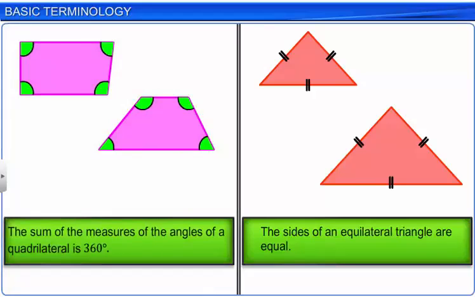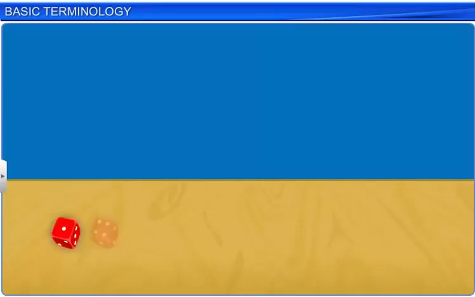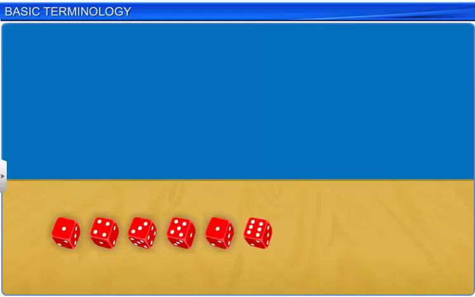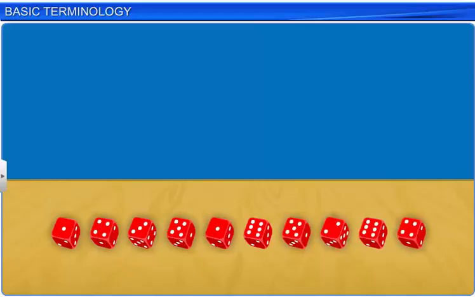In the above cases, we can predict the results. However, there are some experiments where we cannot predict the results. Let's look at an experiment where a die is rolled 10 times. Every time we get a result.